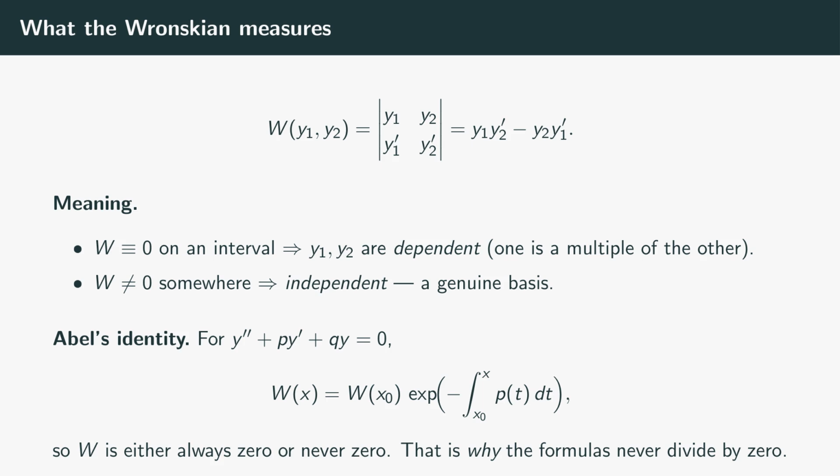There is a beautiful result called Abel's identity, which says that for a second-order linear equation, the Wronskian equals its value at one point times an exponential of the integral of the coefficient p. The exponential is never zero, so the Wronskian is either always zero or never zero. It cannot flip in between. That is exactly why our formulas are safe, since y1 and y2 are independent solutions. The Wronskian is never zero, and we can divide by it everywhere without fear.